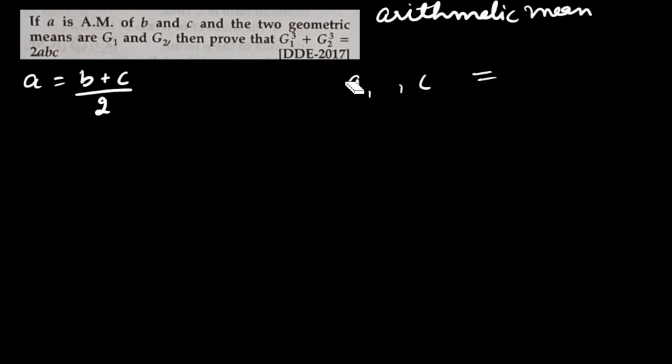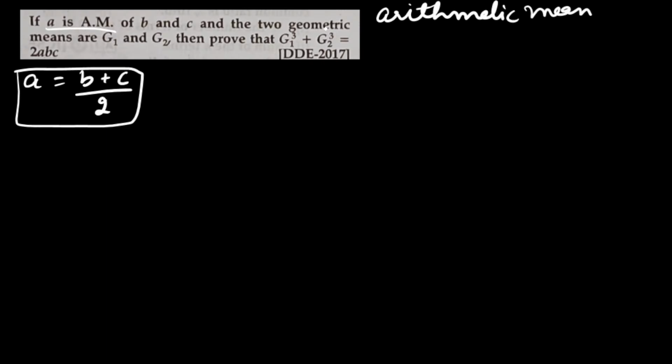We have done one formula in AP earlier also: 2 times the middle term is equal to the sum of the first and last. If you don't remember, no problem as of now. You can just remember the formula for arithmetic mean, because I still have to do the revision of AP. At that time I will explain in depth. As of now, you can remember that if A is the arithmetic mean, it means A is equal to (B plus C) by 2.